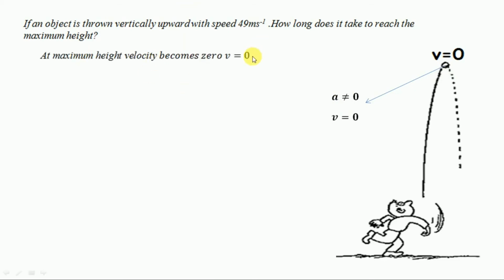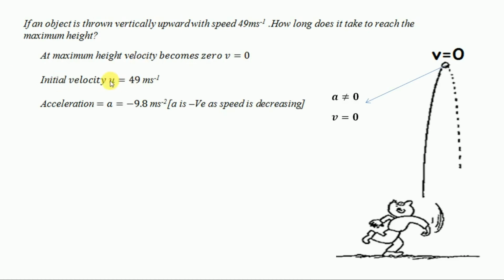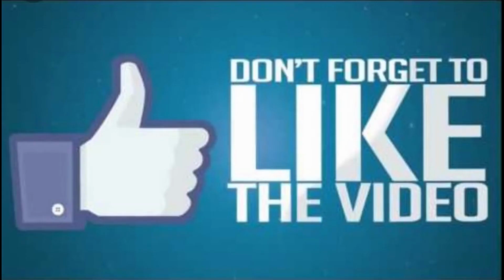So at maximum height, velocity becomes 0 and initial velocity u is 49 meter per second, the speed with which we are throwing it, and acceleration is minus 9.8 because the speed of the ball is decreasing when it is going upward. So I'll put in the values and time is 5 seconds. So after 5 seconds it will reach its maximum height.